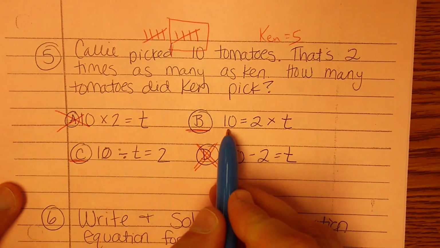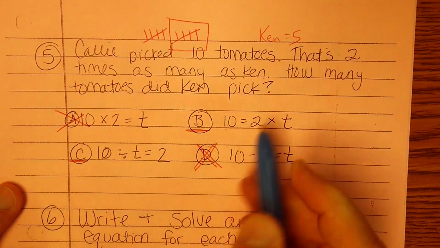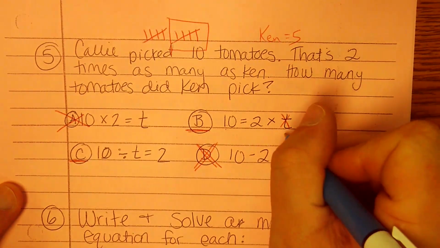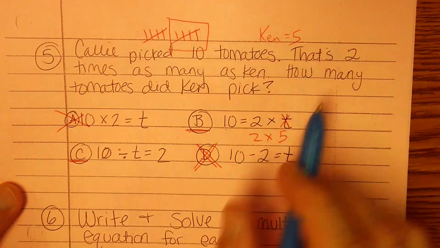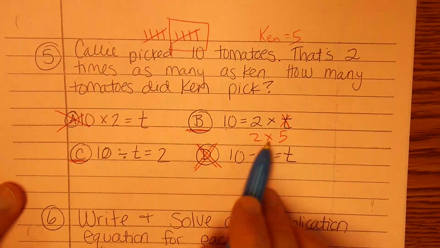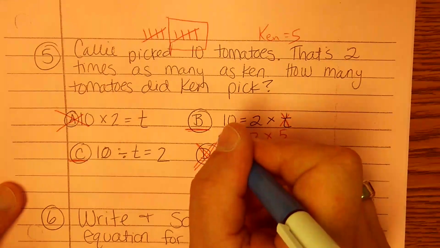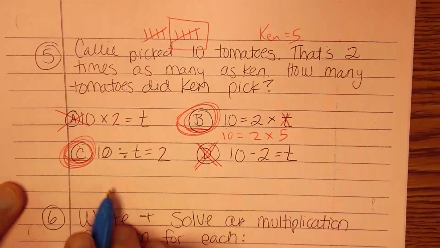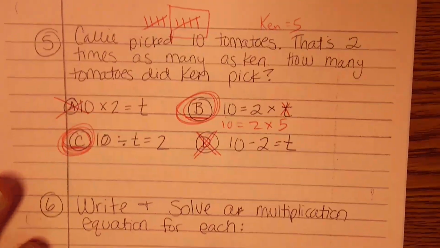Now, out of these choices, I would prefer this one, because if we take Ken's 5 tomatoes, get rid of that T and call it a 5, then yes, Callie has twice as many as Ken, which is 10. Okay, that's going to be your better choice. However, you're going to get the same answer no matter what. So either of those will be acceptable.